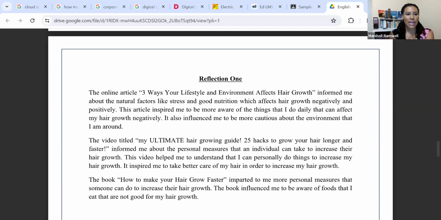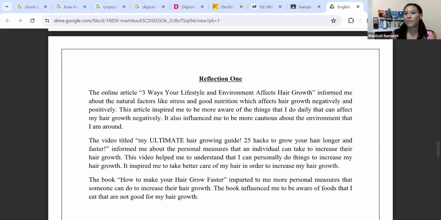So the question was answered, the online article. So we know it's an online article. The form of communication has been identified. The online article, 3 ways your lifestyle and environment affects your hair growth. That's the name. By, so this individual did not state the author, but you go ahead and state your author. By, and you put in the person name, informed me.